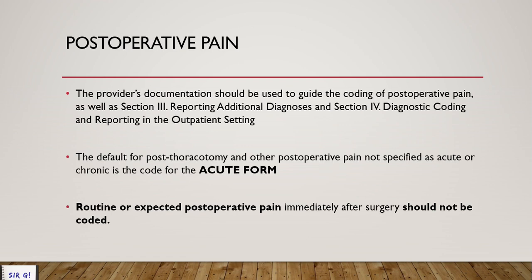Post-operative pain. Okay, so post-op pain. So we're talking about, remember a while ago, we can use G89 if it's post-thoracotomy, neoplasm-related pain. So the provider's documentation should be used to guide coding of post-op pain, as well as section 3 and section 4 of your patient setting guidelines.